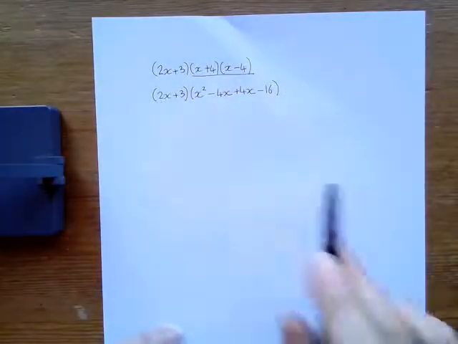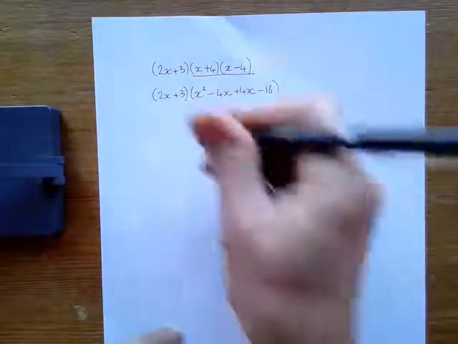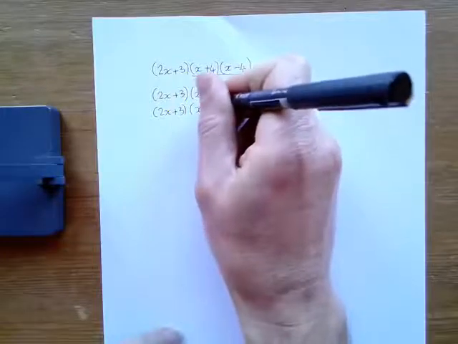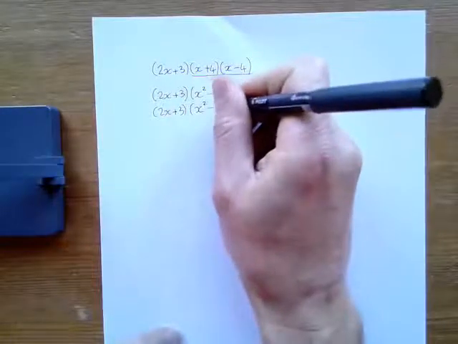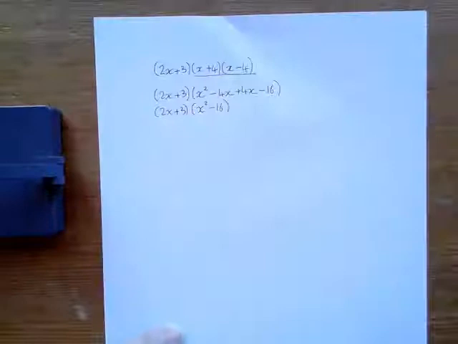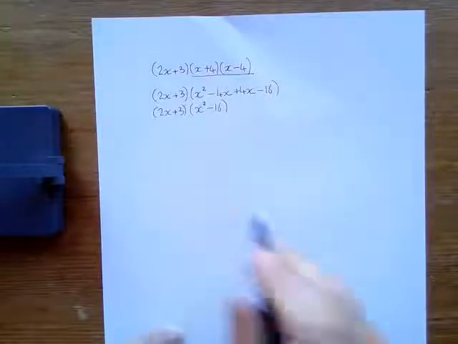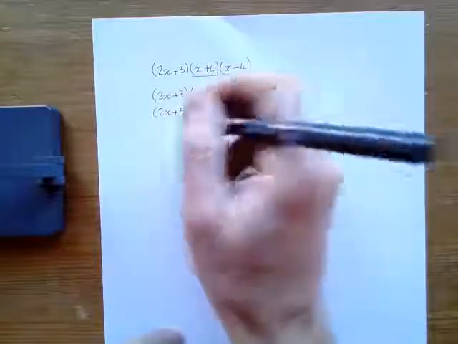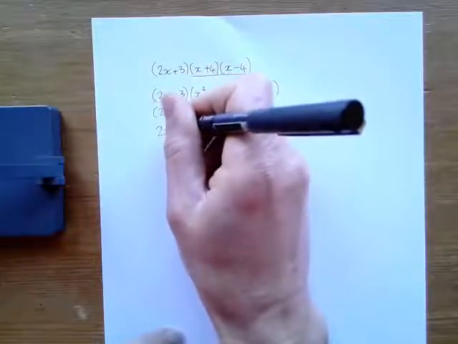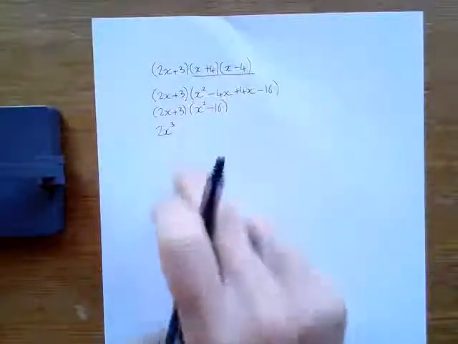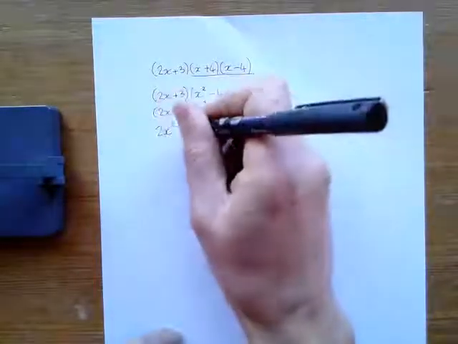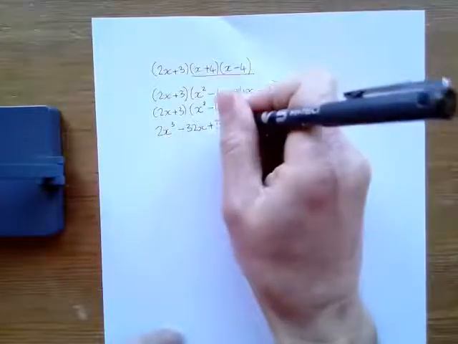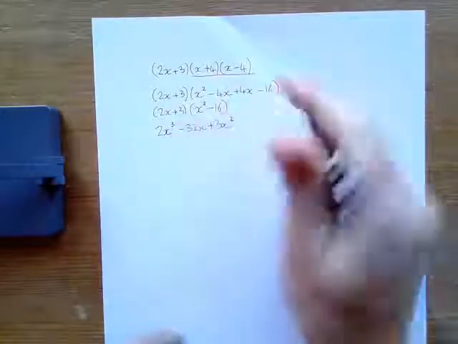The next thing I would do is simplify this bracket here. So these cancel out and I get that. Then I would FOIL these two brackets. So first, outer, inner, last.